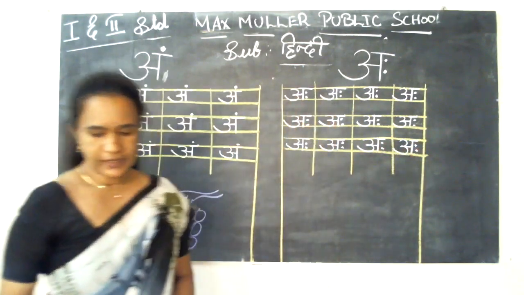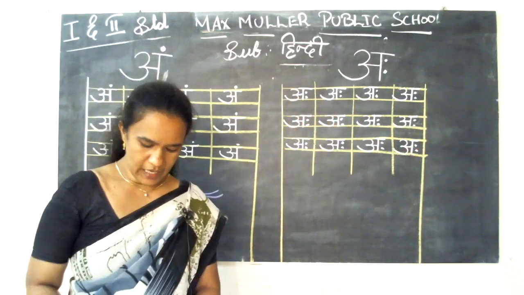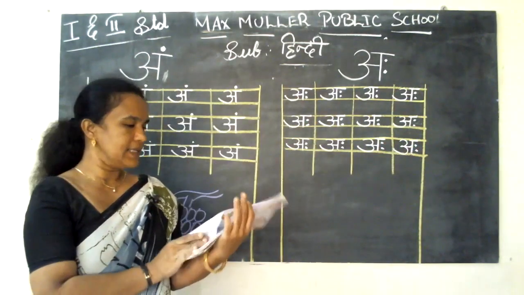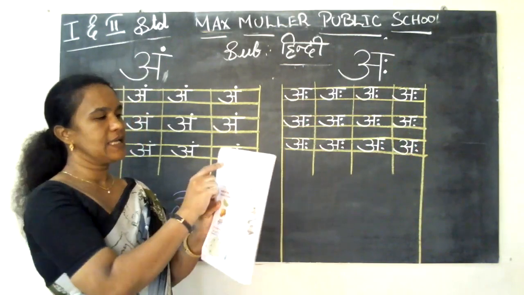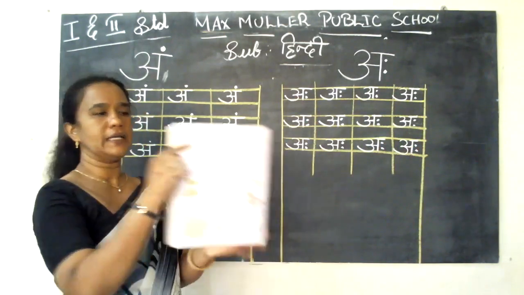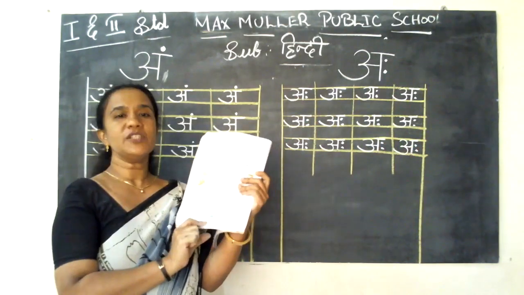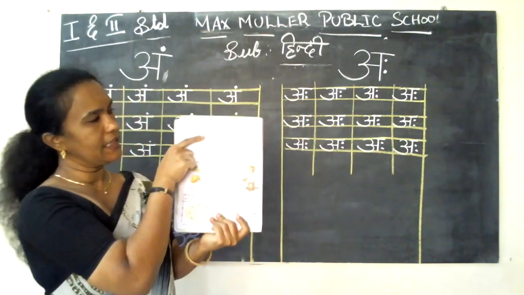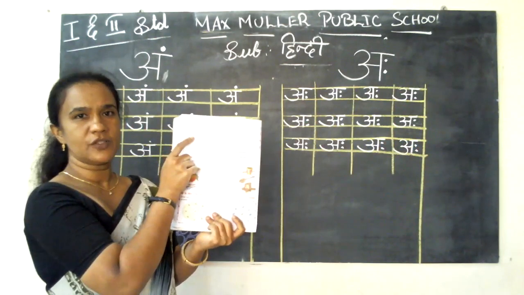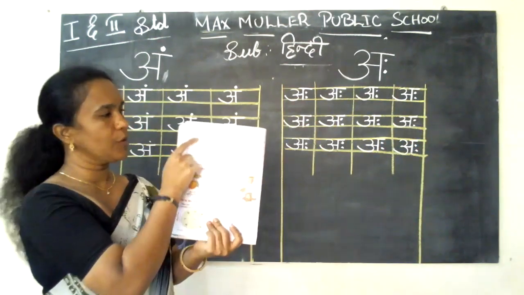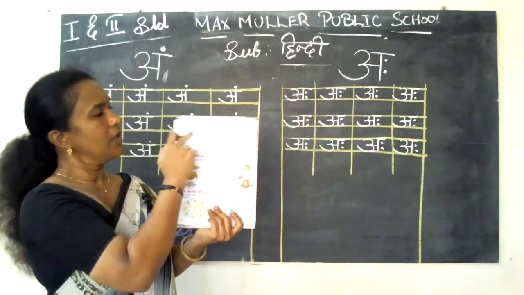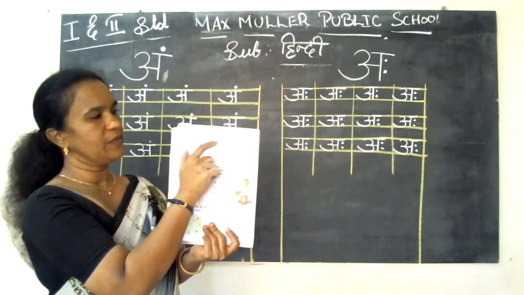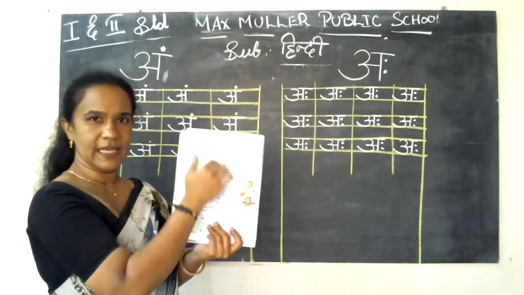Okay, children. In the textbook, you have written R to O, no? In the last class, homework. This class, the homework is au, am, aha. Here, the next page, page number 10, you have to write these three letters. Dotted letters are there, no? Trace the letters first, then write one more time in the next line, the same letters.